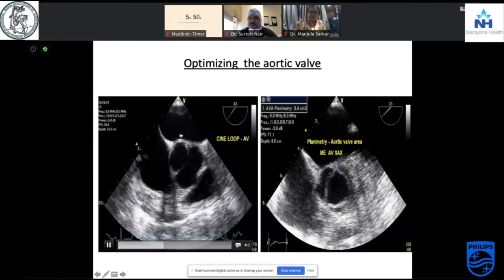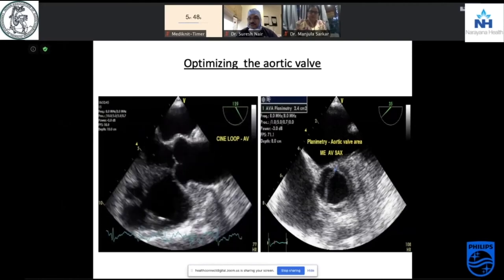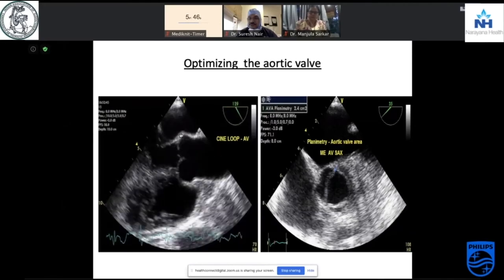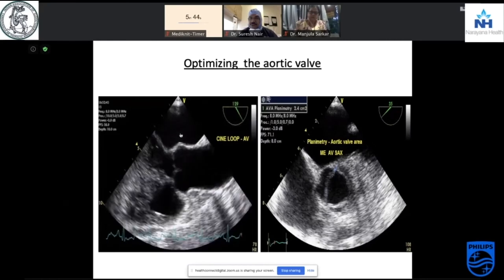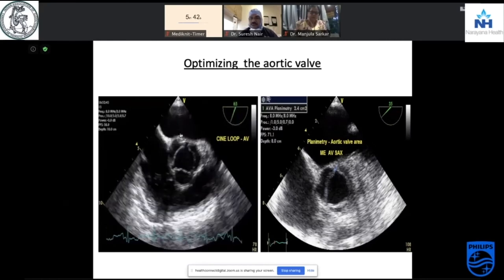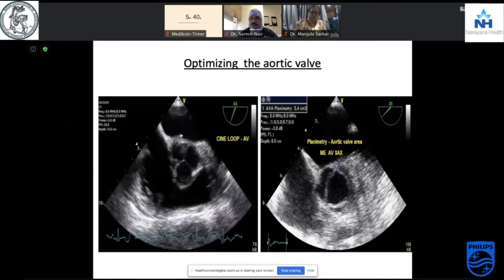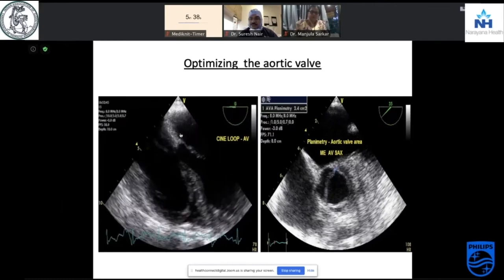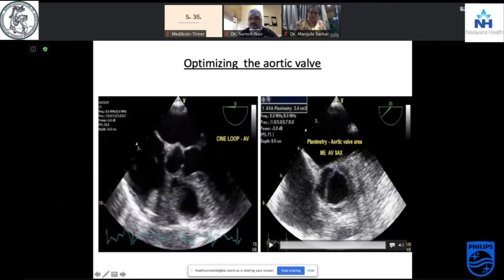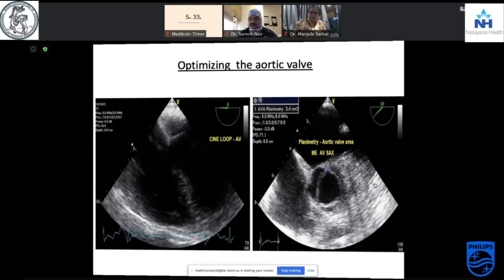Take the midesophageal short axis view and proceed to the aortic valve long axis view. Make sure the leaflet tips are in the center, then drop the angle further back to the short axis. There you are possibly cutting the leaflets at the tips, and you will be able to measure the correct aortic valve area. What about the other methods?